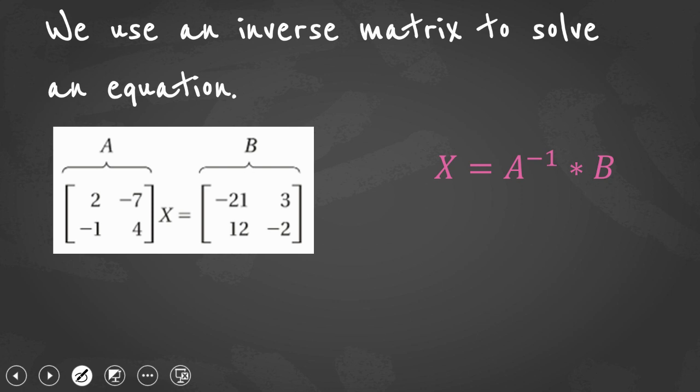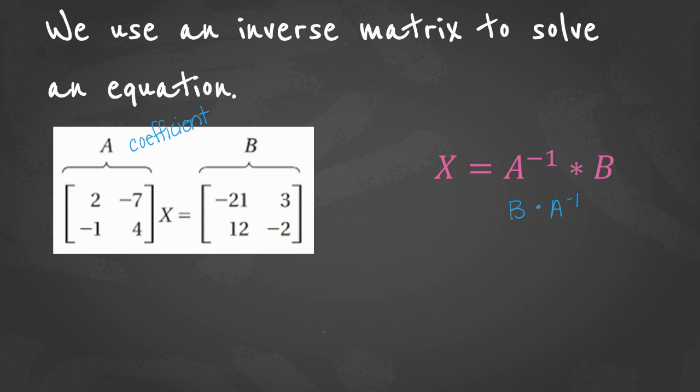So what I've got here is an equation of matrix A times something equals matrix B. In order to solve that, we take the inverse of the coefficient. So A is called the coefficient matrix because it's the coefficient of the variable. We take the inverse of that and multiply by B. Now, notice this is not B times the inverse of A.